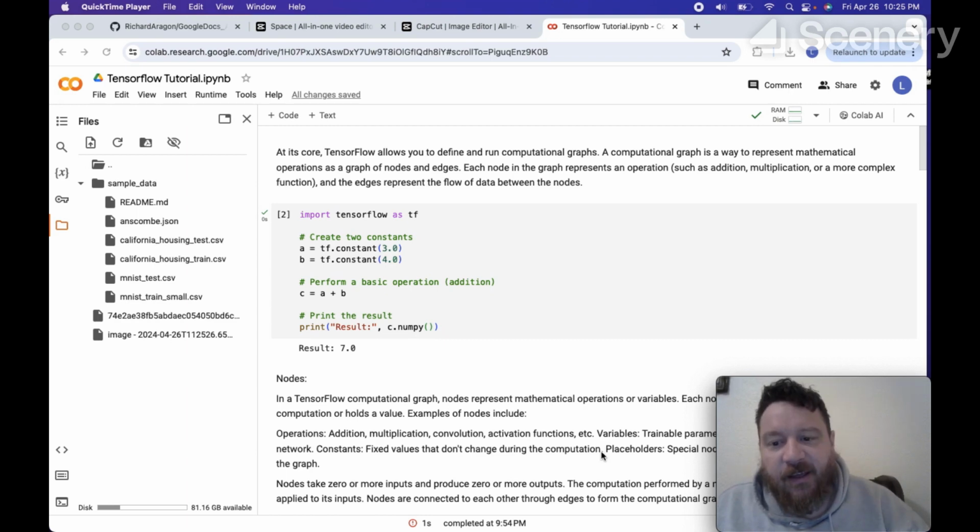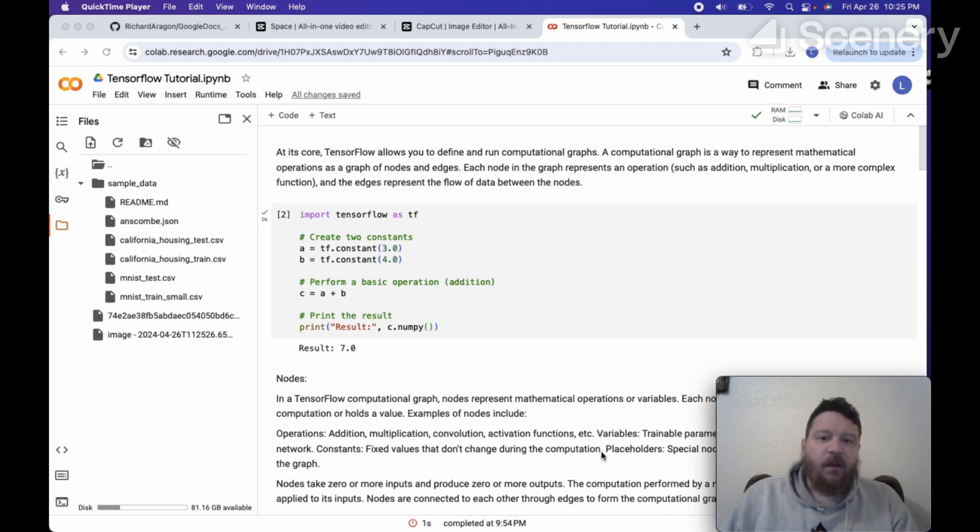Hey everybody. So this is hands down the number one most requested subject that people ask about as far as tutorials, which is TensorFlow. So with that being said, let's get into this TensorFlow tutorial.